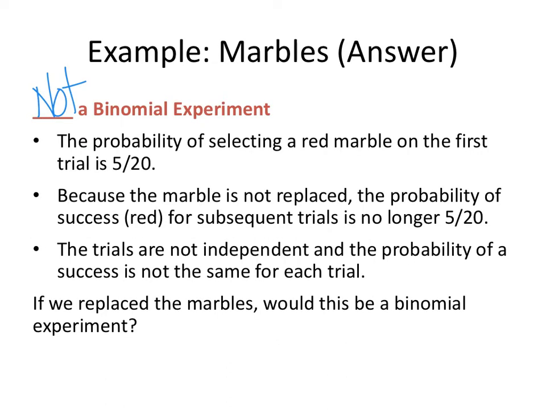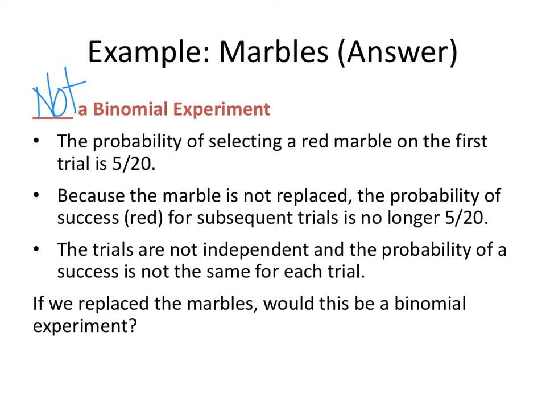So for that marble example, it did say that you randomly select 3 marbles from the jar without replacement. So when we have that without replacement, that actually makes it no longer independent. The probability of selecting a red marble on the first trial is 5 out of 20, but because it's not replaced, the probability of success, being red, for other trials is no longer 5 out of 20. So because those trials are not independent and the probability of success does not stay the same, this is not a binomial experiment. But if we replace the marbles, would this be a binomial experiment?